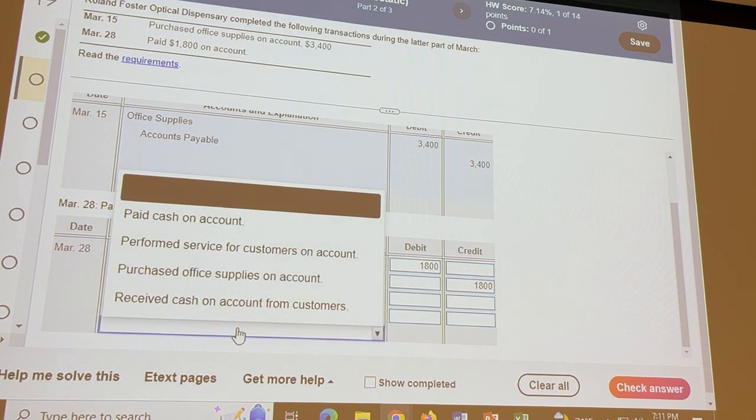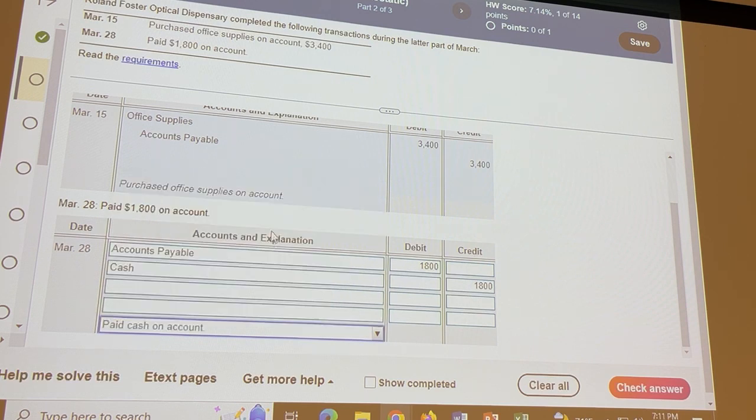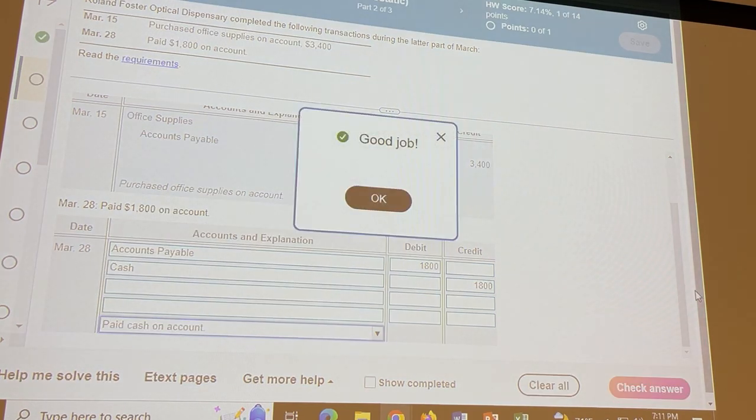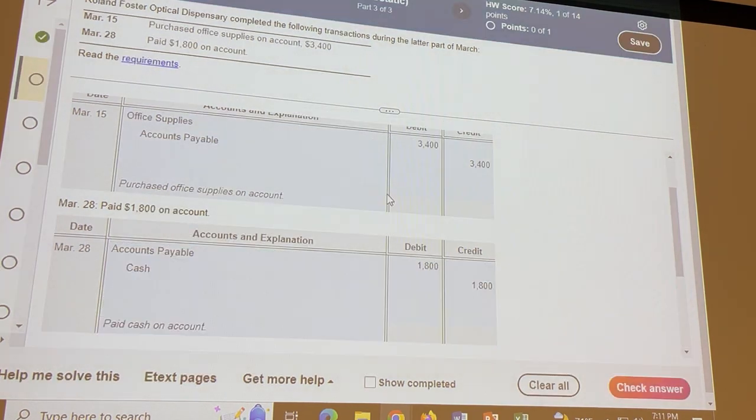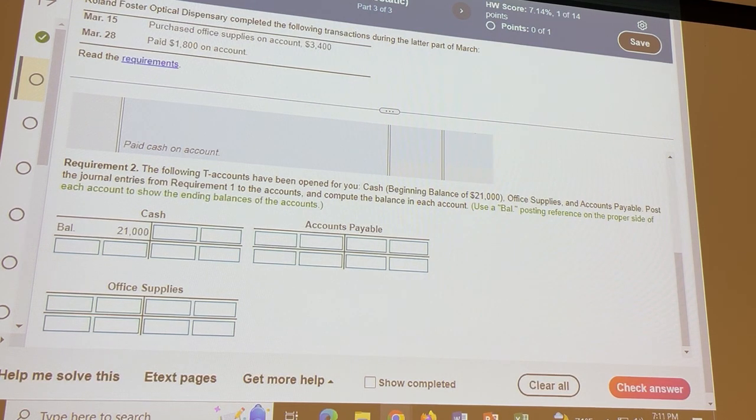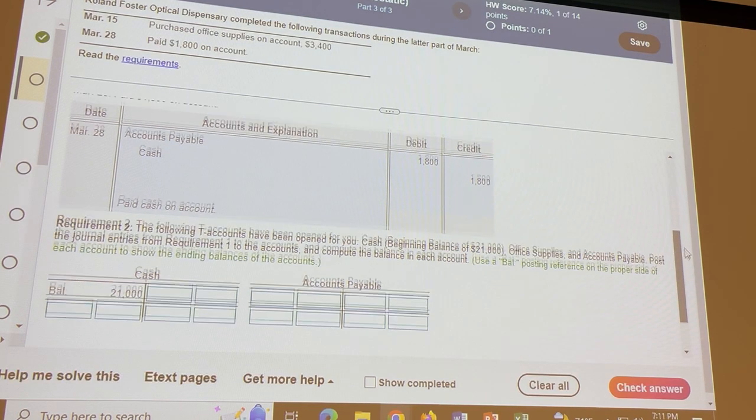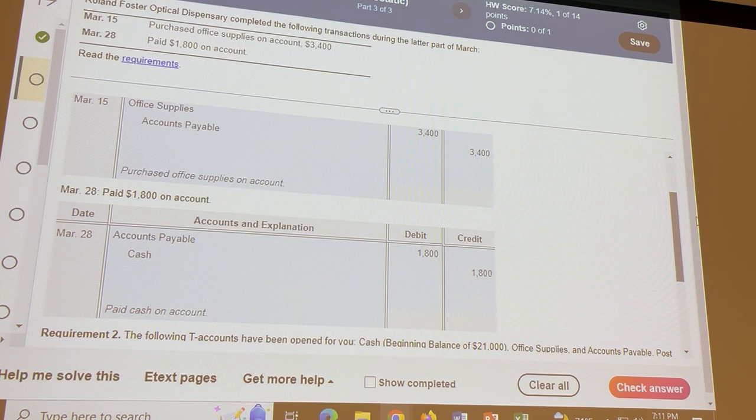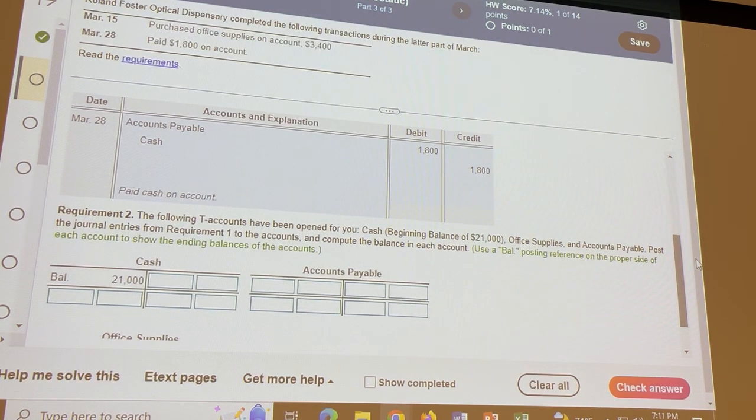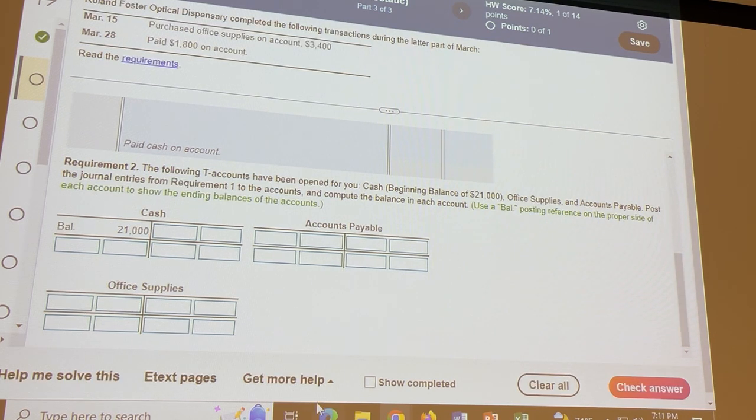Okay, and at the bottom, paid cash on account. Okay, now we're going to do the T accounts. And so, looking at the first journal entry, there was a debit to office supplies of $3,400. So I find the office supplies T account, and on the debit side, I put $3,400.